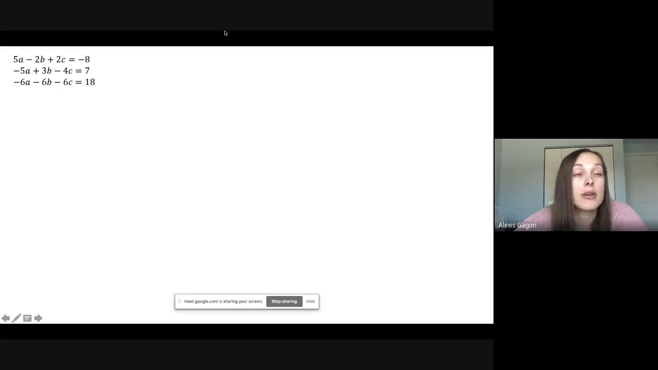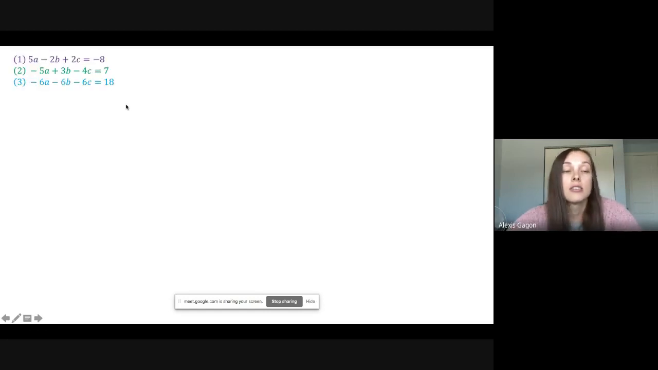So here we have 5a minus 2b plus 2c equals negative 8. Negative 5a plus 3b minus 4c equals 7. Negative 6a minus 6b minus 6c equals positive 18. So label these 1, 2, and 3. And then choose what to eliminate. So I chose to eliminate c's here.